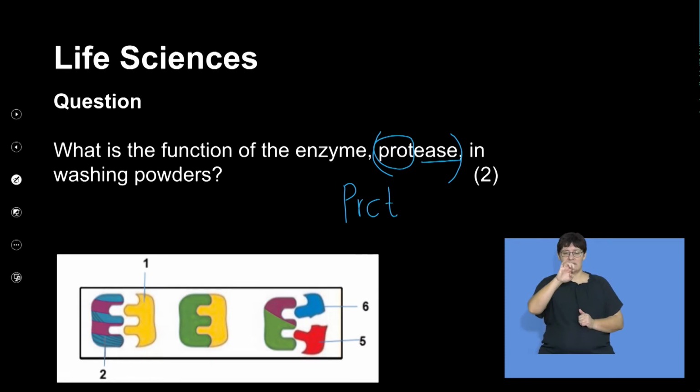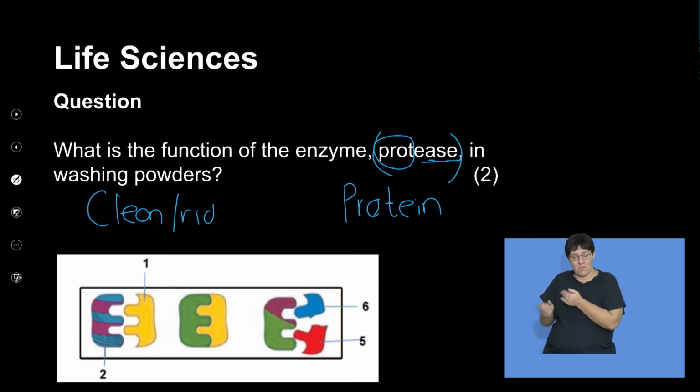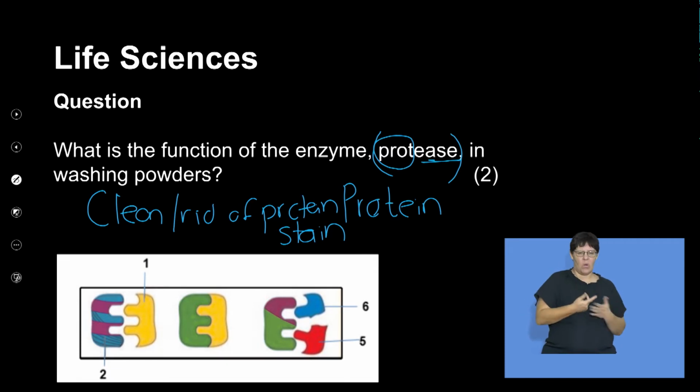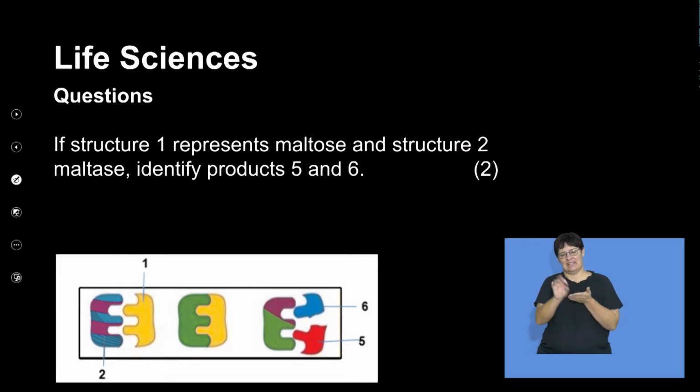Protein. Right, what do washing powders do? They clean food stains. So what do you think the enzyme protease in washing powders is going to do? It's going to clean or get rid of protein stains. Isn't that why you use a washing powder? Right? Any kind of protein stain. If you maybe stained some meat, something you dropped, or some eggs that you dropped over there, that is what that washing powder is going to do.